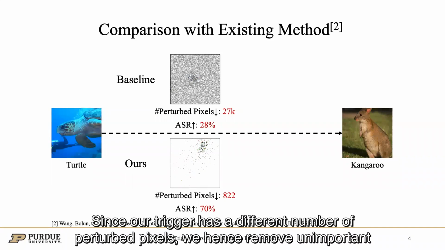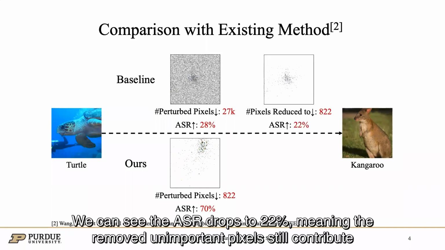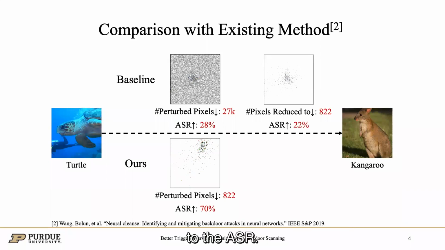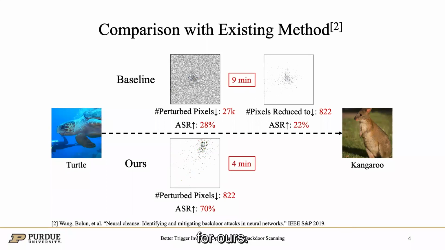Since our trigger has a different number of perturbed pixels, we hence remove unimportant pixels in the baseline trigger. You can see the ASR drops to 22%, meaning the removed unimportant pixels still contribute to the ASR. Besides, it takes 9 minutes to generate a trigger for the baseline and only 4 minutes for ours.